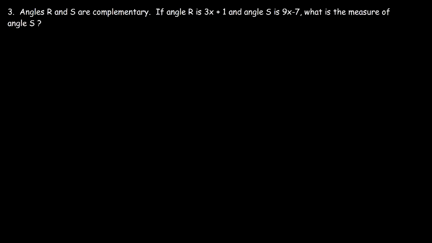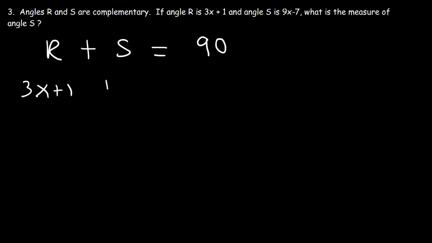Number 3, angles R and S are complementary. If angle R is 3x plus 1 and angle S is 9x minus 7, what is the measure of angle S? So go ahead and take a minute and work on this problem. These two angles are complementary, so we know that R plus S has to add up to 90. Angle R is 3x plus 1, and angle S is 9x minus 7. So now all we need to do is find the value of x, and then we could find the measure of angle S.